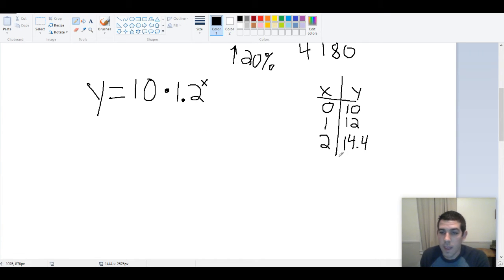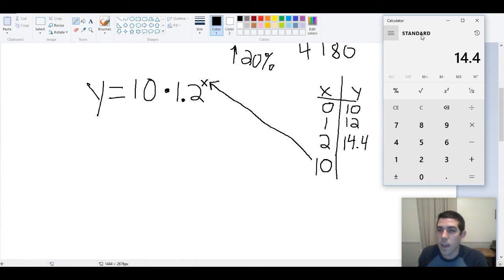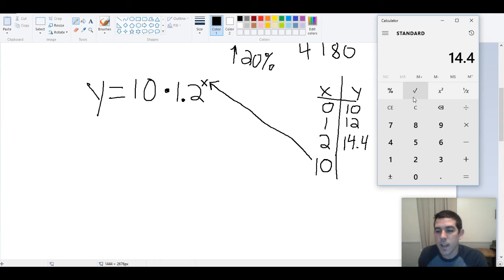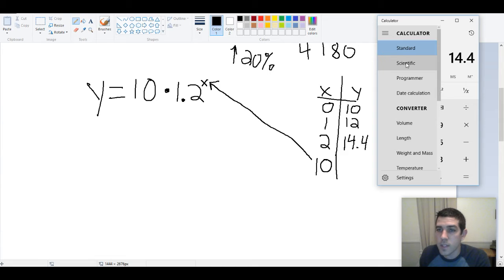Let's say I want to jump ahead to a future value, maybe 10 years away, or whatever my x value is. 10 terms down the sequence, I want to know what y is. Well, I simply put 10 into my exponent. Now here's a fancy little trick with the calculator. You can change your calculator on your computer from standard to scientific.